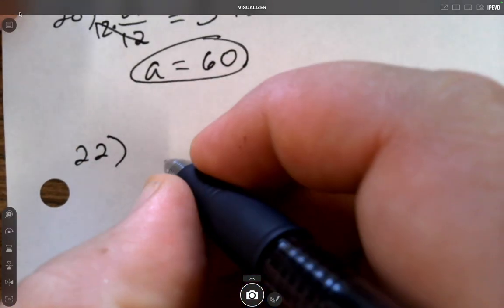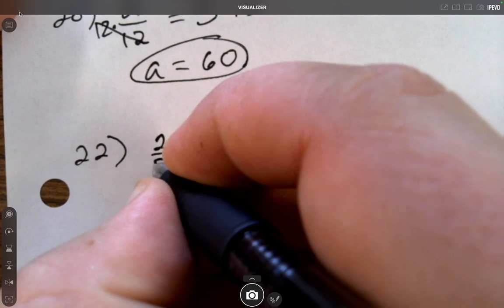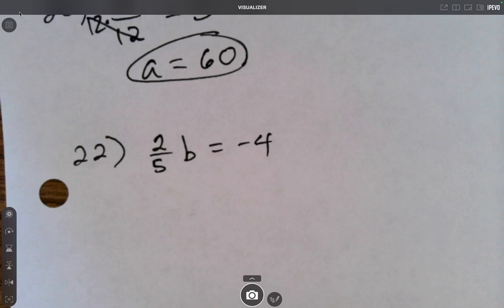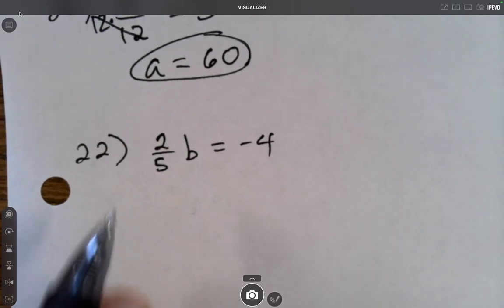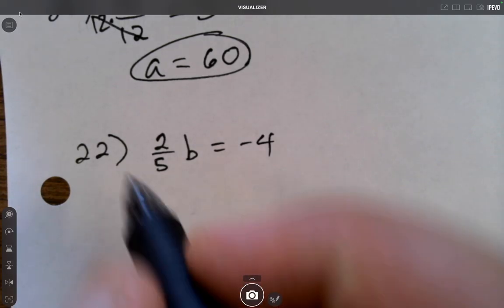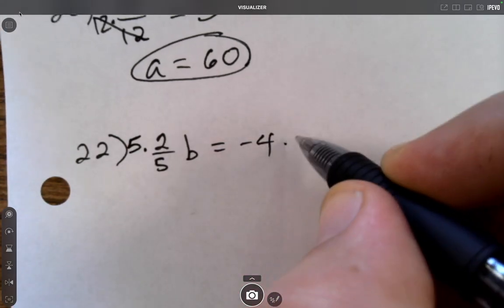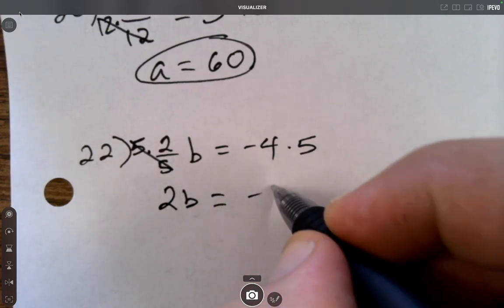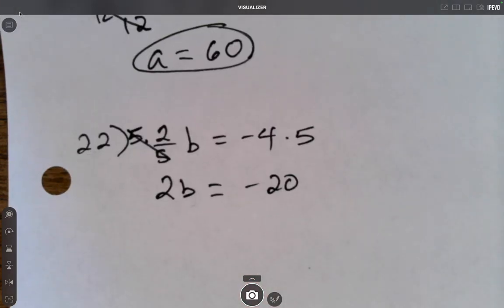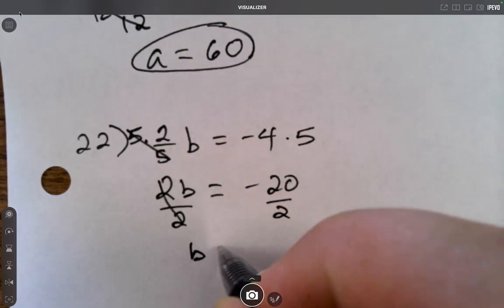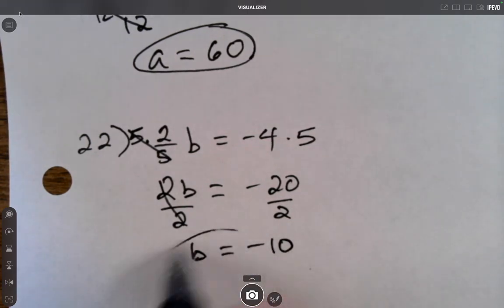22, 2/5 b equals -4. Now there's a way to do this in 1 step or 2 steps. You can do whichever you want. I'm going to choose the 2-step way for this video. So I know I want to get rid of the 5, and it's in the denominator, so it's really being divided by 5. So I need to multiply both sides by 5, because those cancel out. -4 times 5 is -20. Now I need to divide by 2 to get rid of that 2. And -20 divided by 2 is -10.